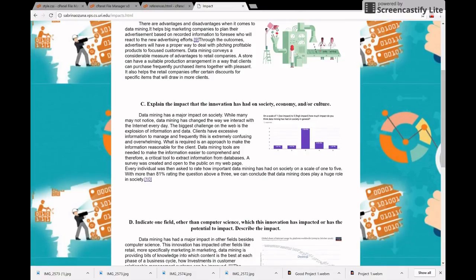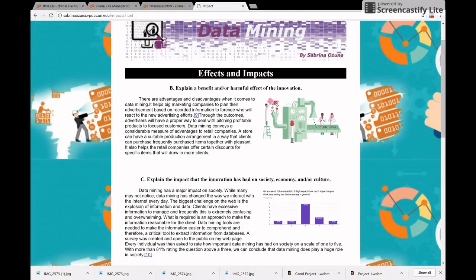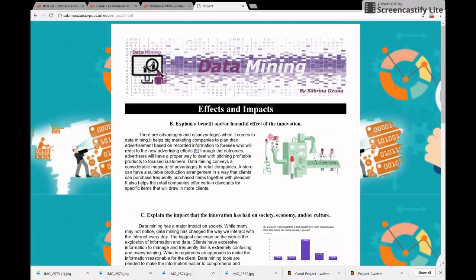Here we have the effects and impacts of data mining. The first question states, explain a benefit and/or harmful effect of the innovation. I tended to focus on the benefits for this question and talk about the harmful effects later. One of the many advantages would be retailing. It can help improve customer relationships and optimize advertising campaigns.